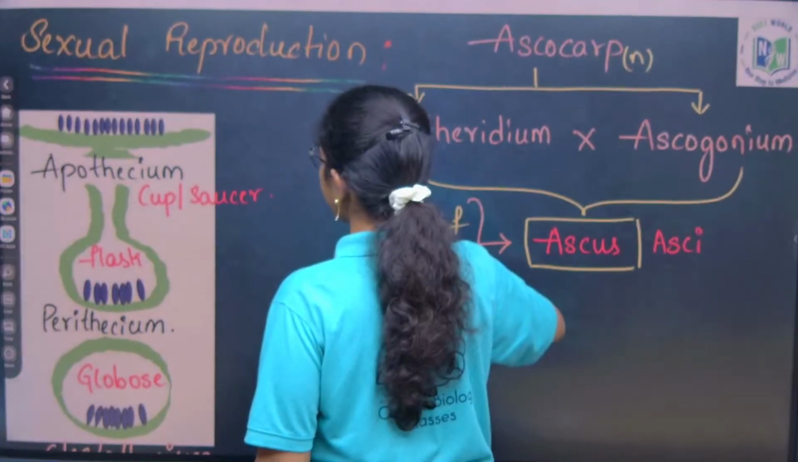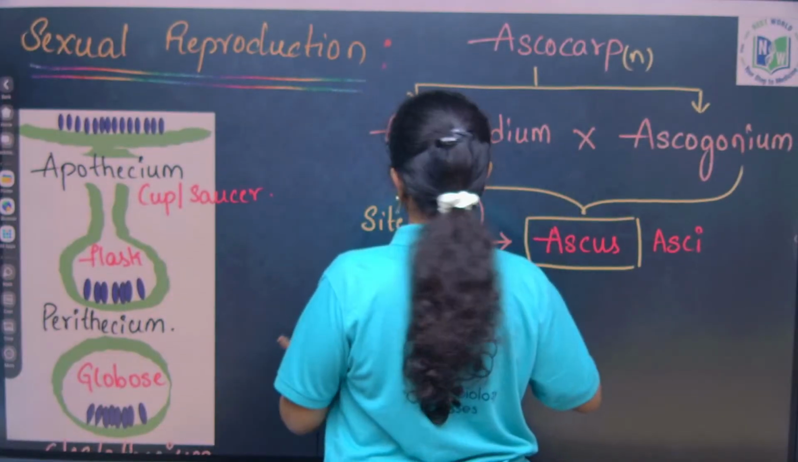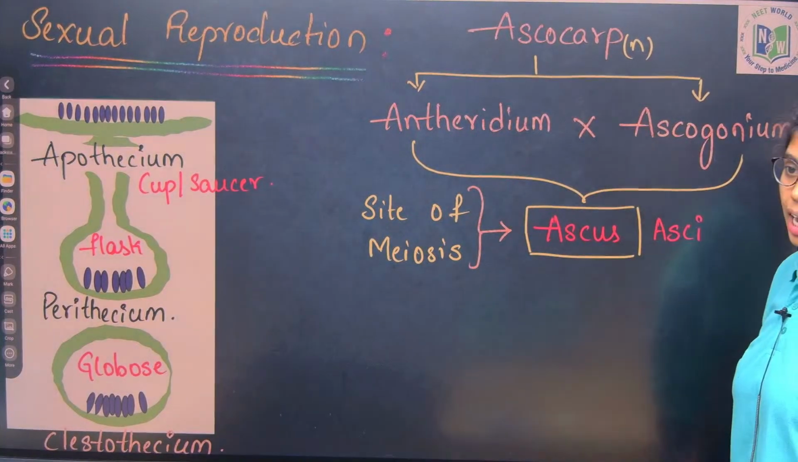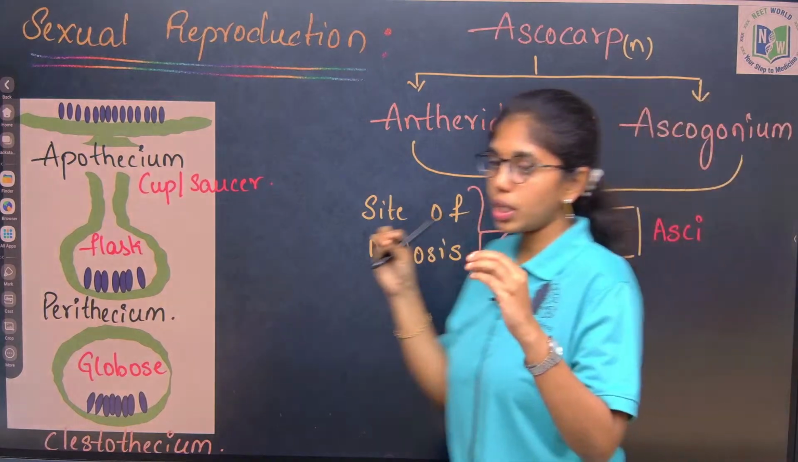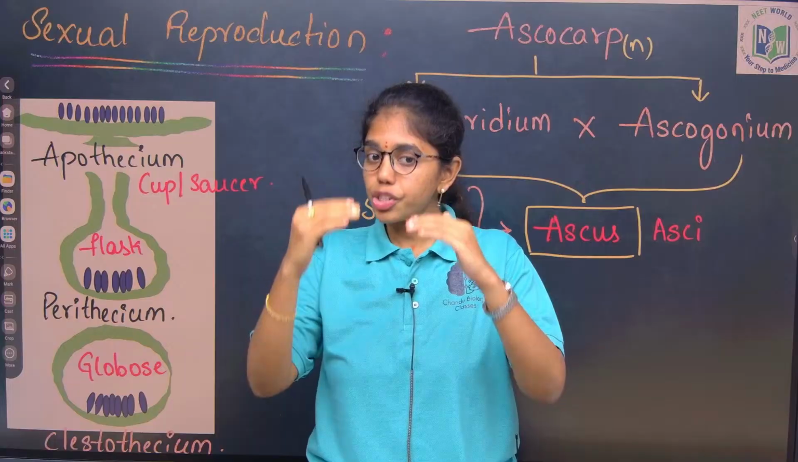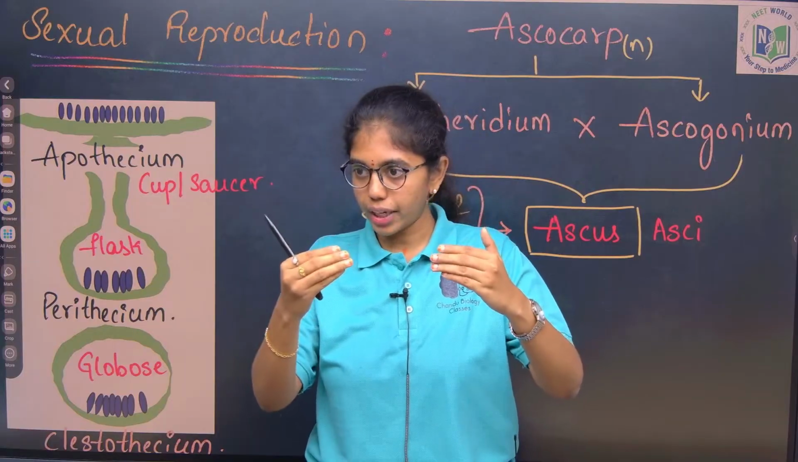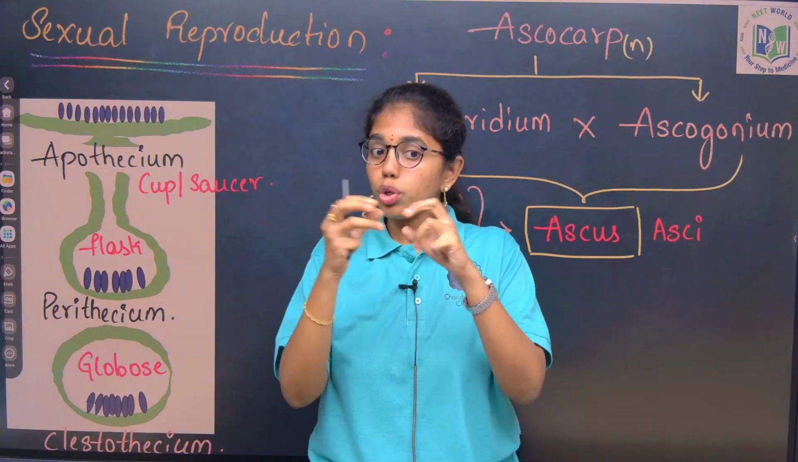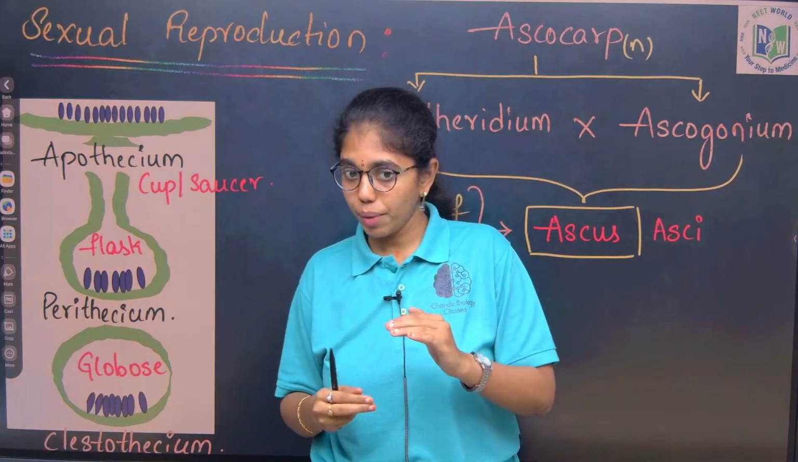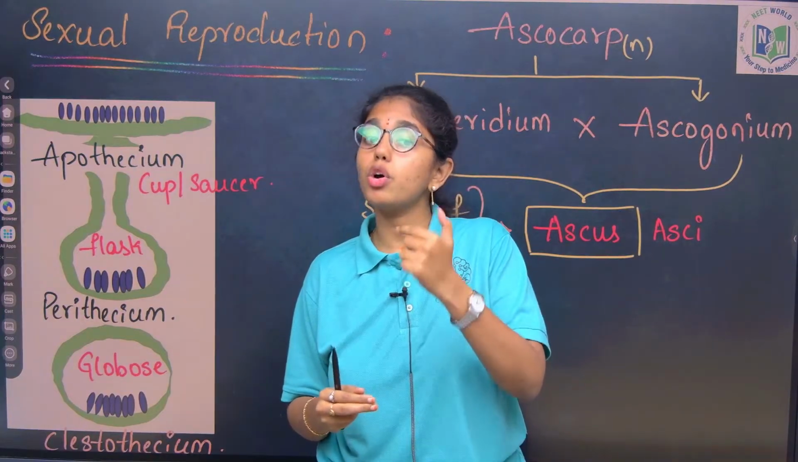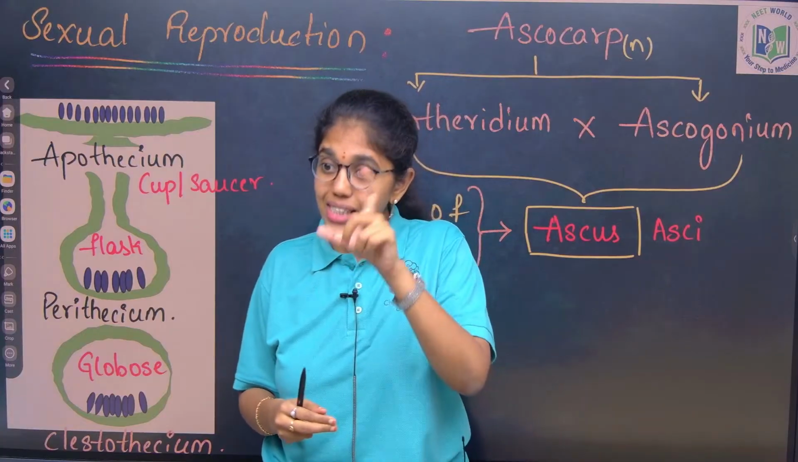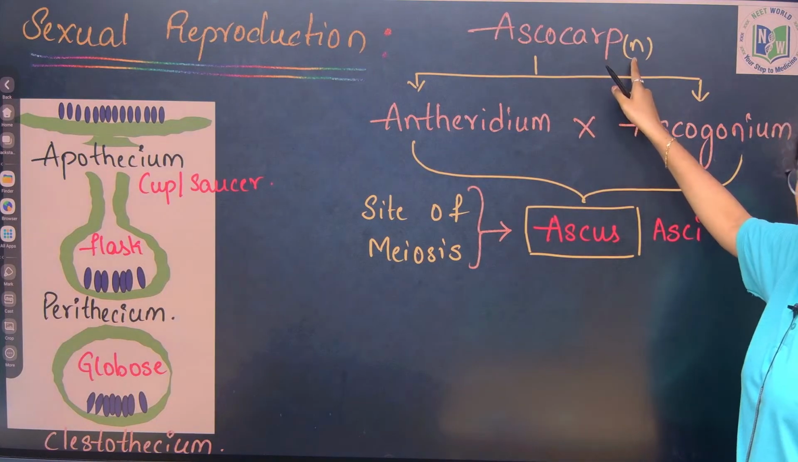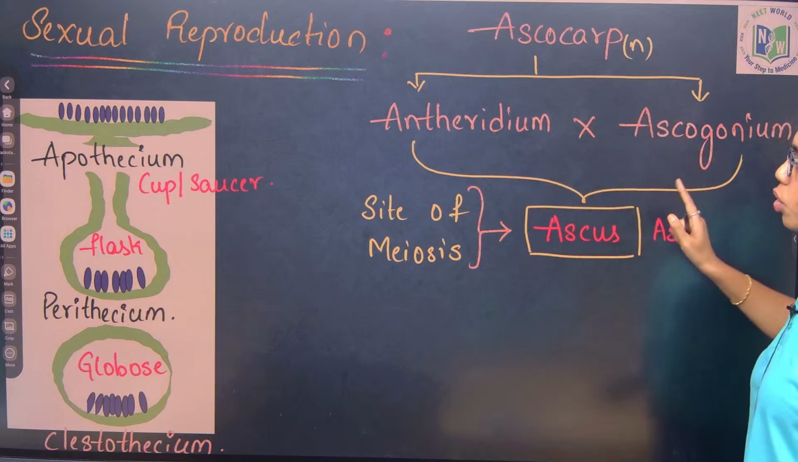Next, sexual reproduction. Sexual reproduction is from specialized fruiting bodies, the ascocarps. From fungal hyphae, what happens initially? Plasmogamy occurs: two different strains, like a positive strain and a negative strain of hyphae, fuse. Second is karyogamy, where the two nuclei fuse. After karyogamy, the diploid nucleus undergoes meiosis. This process happens inside the ascocarp, where antheridium and ascogonium fuse.